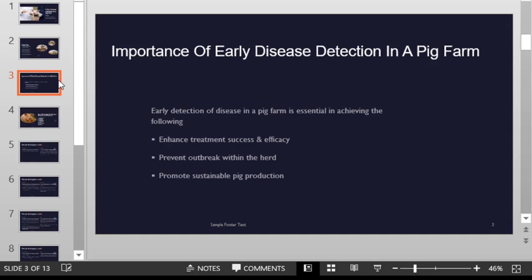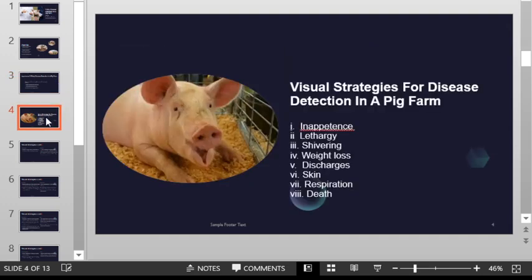Okay, so that's all about the importance of early disease detection in the pig farm. We would look at the visual strategies, and when we talk about visual strategies, we're talking about the ability for you to use your eye to detect some symptoms or signs that an animal is sick. There are about 8 visual strategies, but we'll quickly go through about 6 or 7 of them.